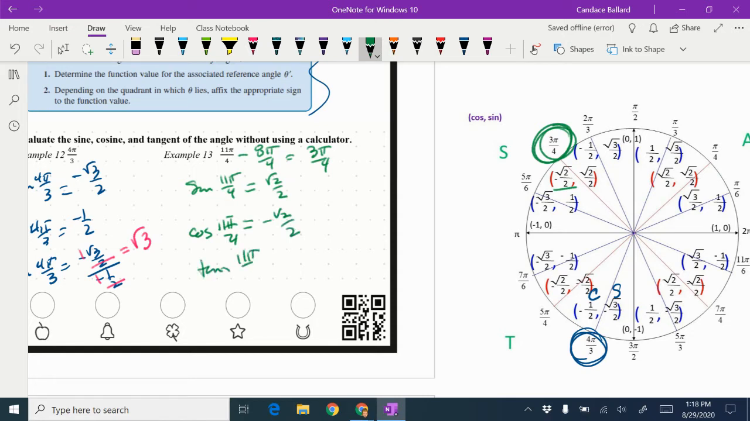And the tangent, just like in the last one, is the sine divided by the cosine. My sine is square root of 2 over 2. My cosine is negative square root of 2 over 2. And when we reduce that, we would just get negative 1.